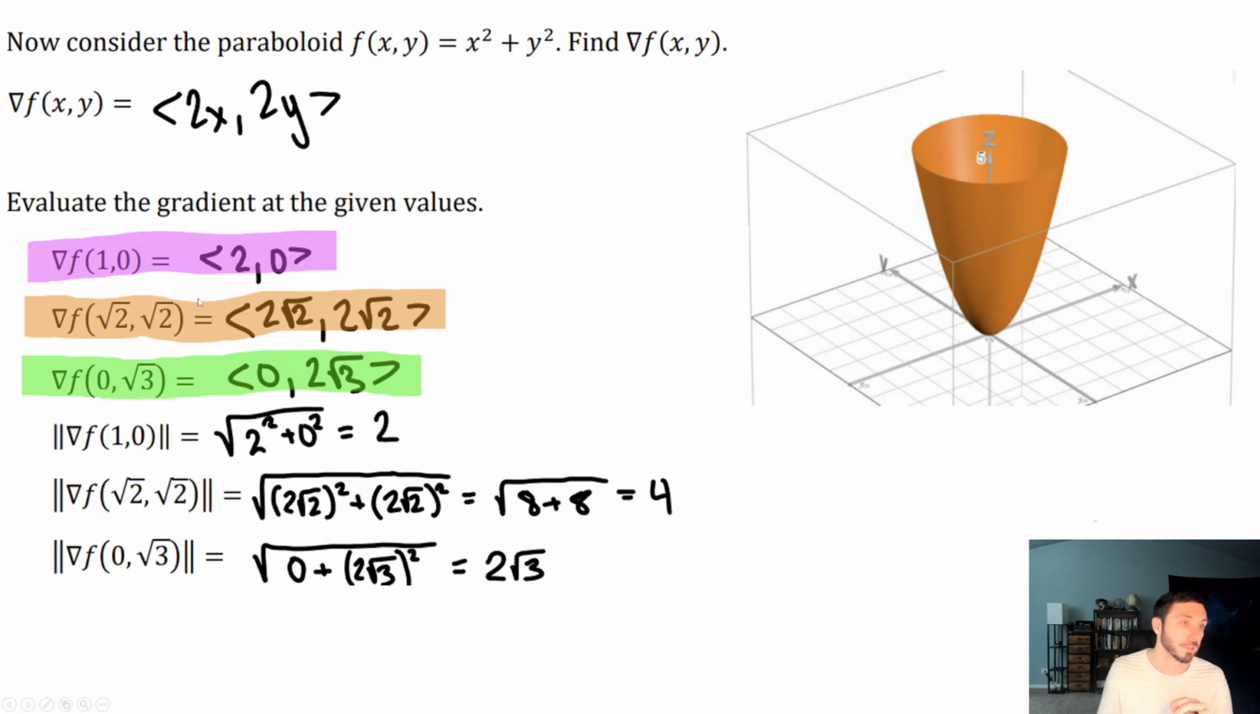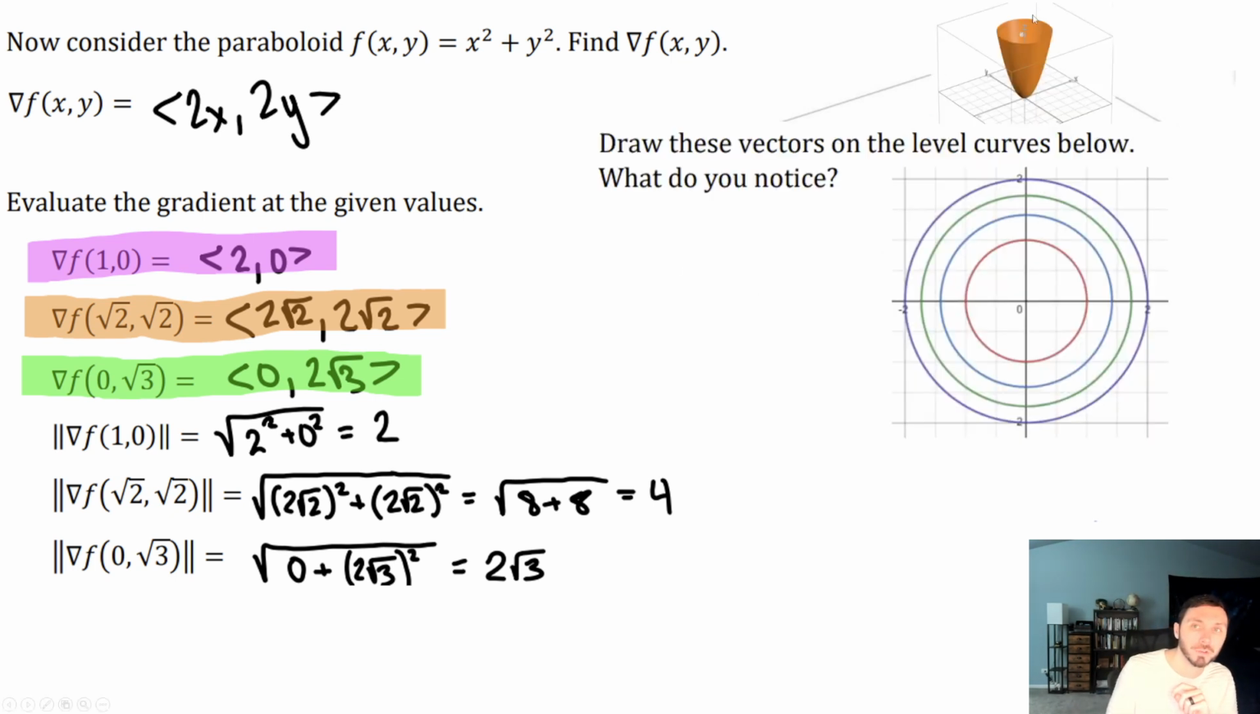The slope is 2 here at 1, 0, moving in the direction of 2, 0. At root 2, the slope is 4, in the greatest initial ascent, and then for 0, -3, the slope is 2 root 3. Okay, so one last phenomenon. What if we wanted to look at the contour map and then the direction vector at the same time? What would that look like?